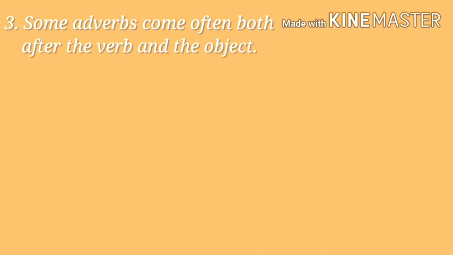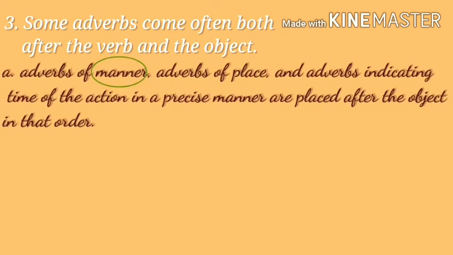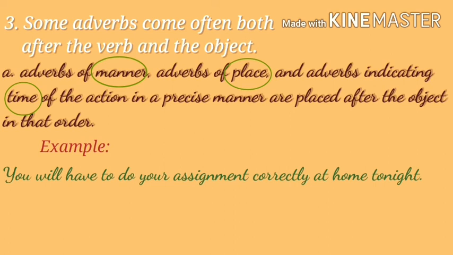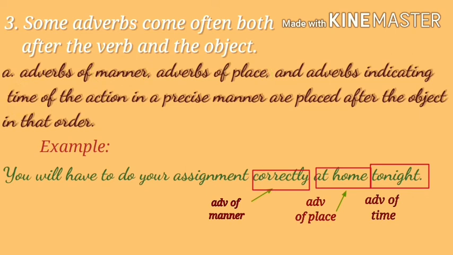Now, some adverbs come often both after the verb and the object. Adverbs of manner, adverbs of place, and adverbs indicating time of the action in a precise manner. These types of adverbs are placed in that order after the object. Example: you will have to do your assignment correctly at home tonight.